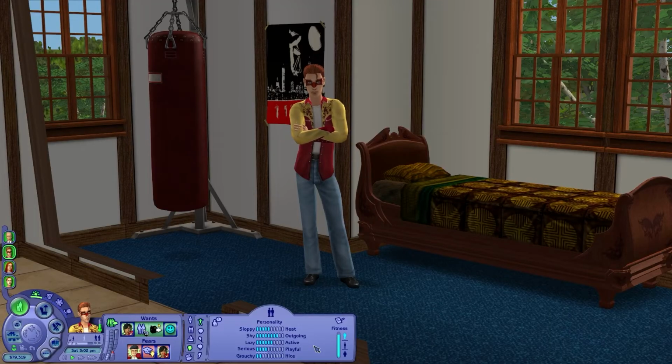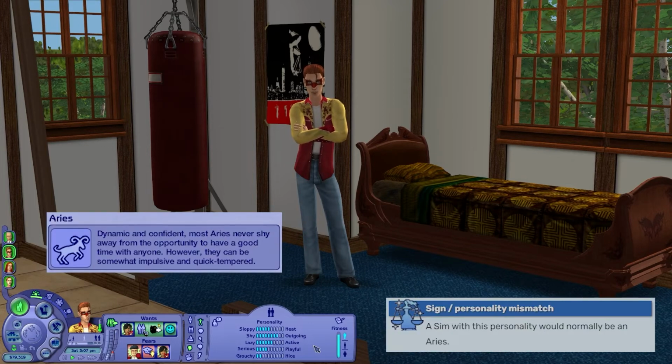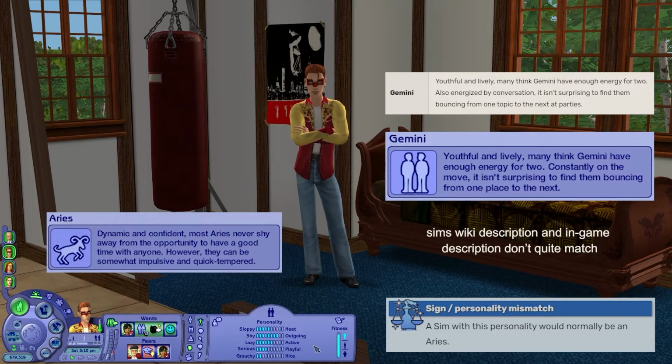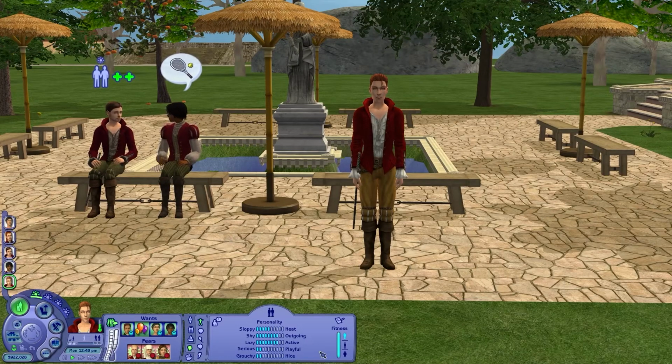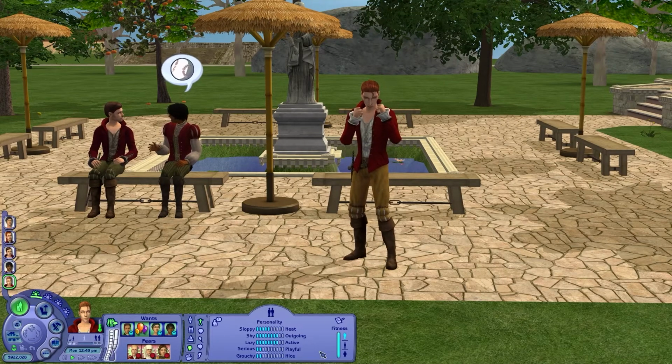Sims 2 Tybalt is outgoing, a bit on the serious side, a bit on the active side, and grouchy. He has the personality of an Aries, as Juliet does, but he was assigned Gemini. "Youthful and lively, many think Gemini have enough energy for two. Also energized by conversation, it isn't surprising to find them bouncing from one topic to the next at parties." Shakespeare's Tybalt is maybe a bit more serious and a bit more active, but overall it's a match.